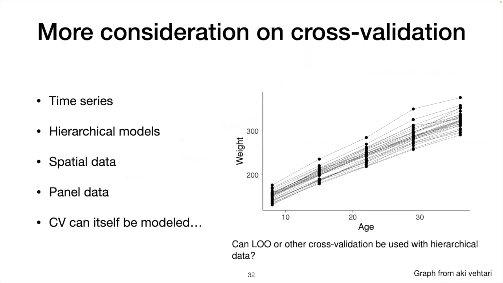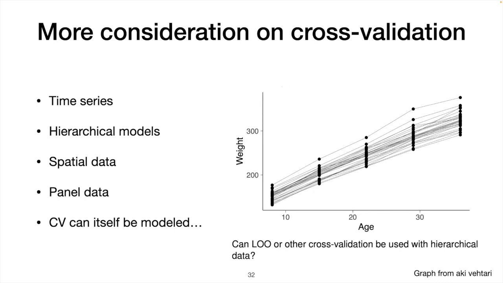The previous slides are only about IID data, because we treat the n terms as exchangeable and we sum over these n terms. Of course, data is not really IID in practice. We have time series data, hierarchical data, spatial data, panel data. So CV itself can be quite complicated in these cases, and you often have to treat each scenario on a case-by-case basis.